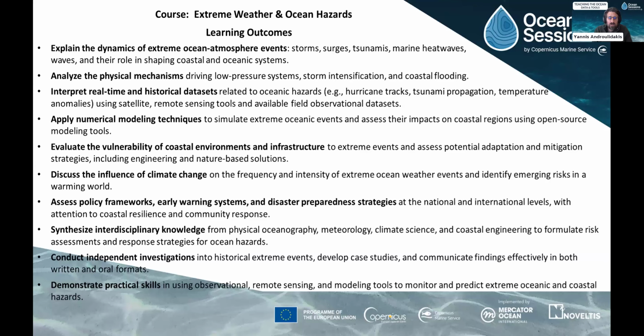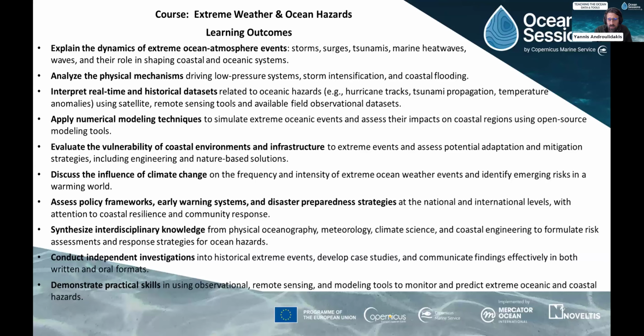The students also apply numerical modeling techniques and evaluate the vulnerability of coastal environments and infrastructure. They also discuss the influence of climate change, and we go now to policies and frameworks. We talk a lot about the usage and the development of early warning systems and the importance of them. And the important thing is that this is a course that synthesizes knowledge from different disciplines, like, of course, physical oceanography, but also topics from meteorology, climate science, and finally, coastal engineering for the solutions in the coastal zone.